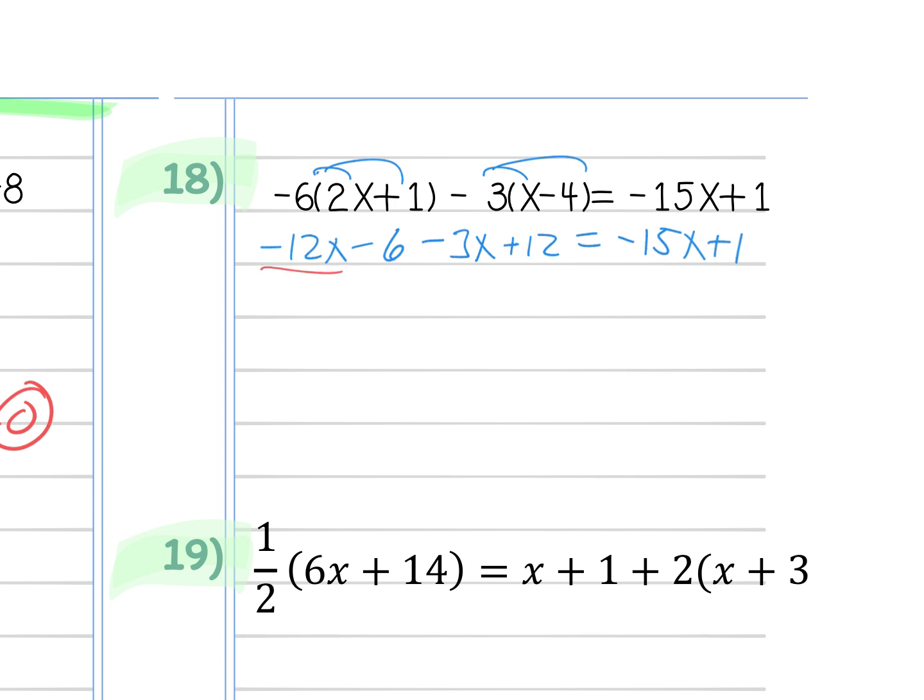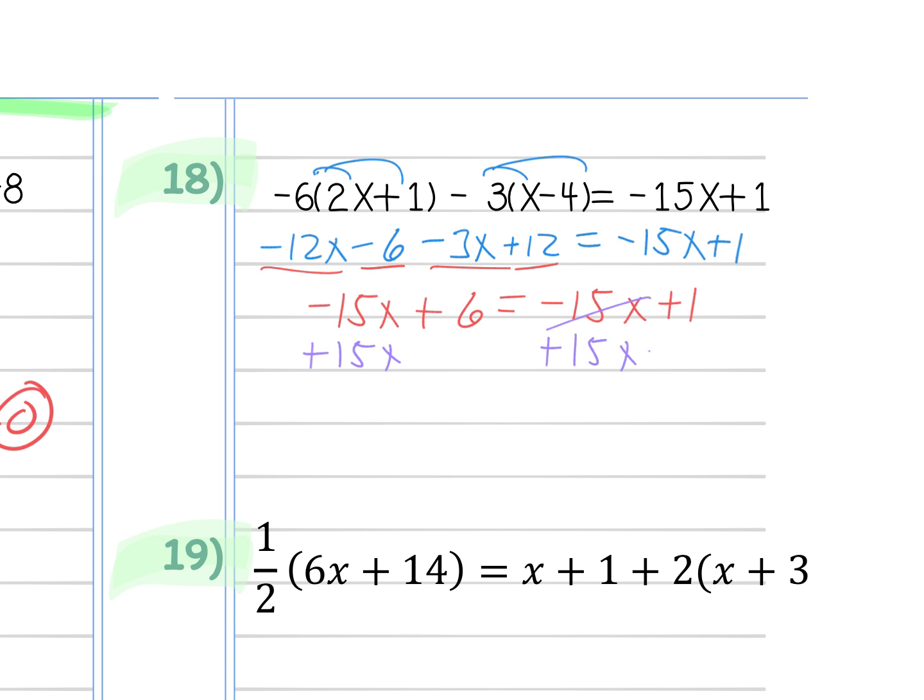-12x minus 3x, combined like terms, is going to get you -15x. And negative 6 plus 12 is going to get you a plus 6. And on the other side, we still get a negative 15x plus 1. Maybe you see what's going on here right away. But let's keep going, in case you don't see it yet, and see what happens here.